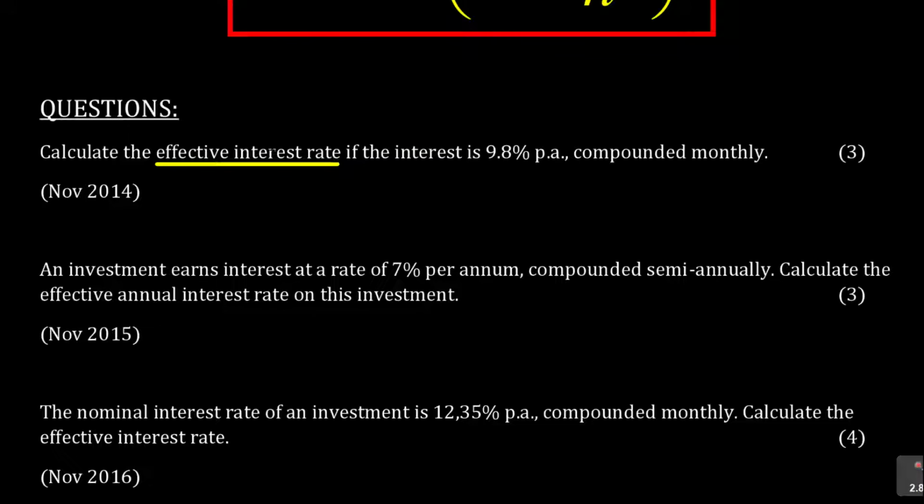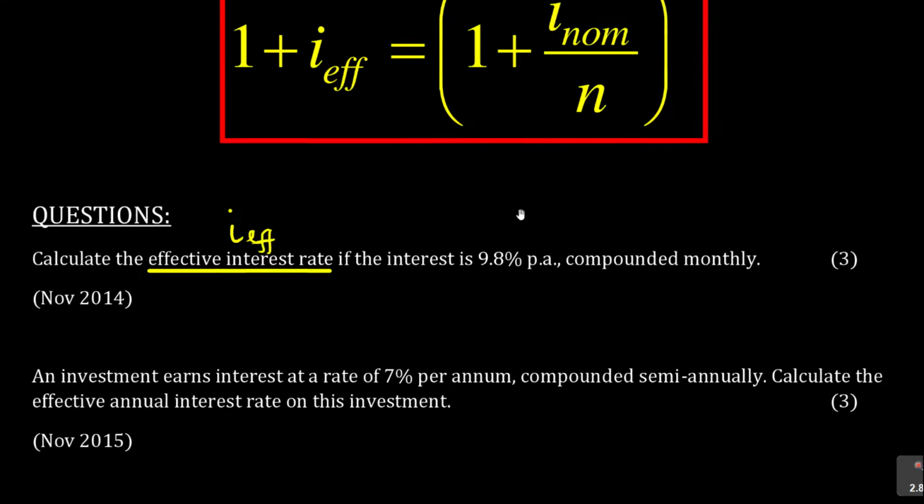So the moment they say calculate, ask yourself, what am I calculating? You are calculating the effective interest rate. So this is your IEF. If you come back to the formula, it's IEF. So that's what they want, the effective interest rate. Then they say if the interest rate is 9.88% per annum compounded monthly.